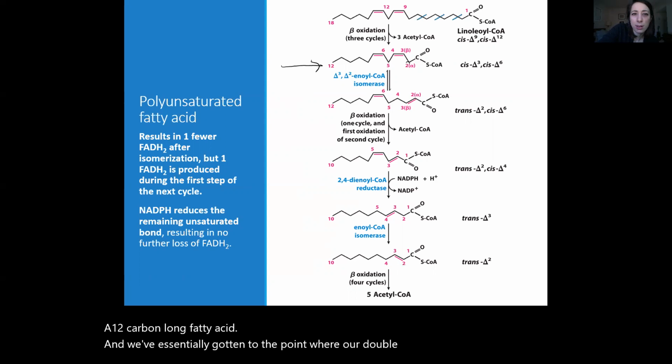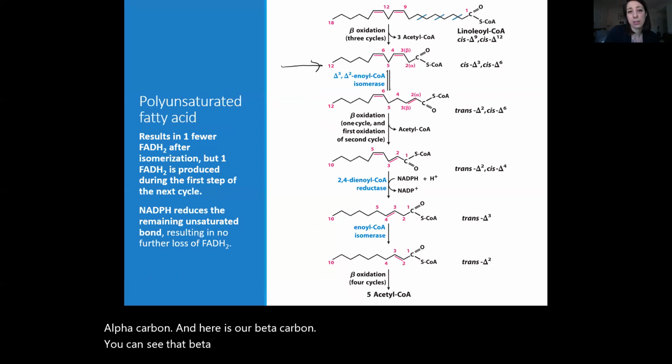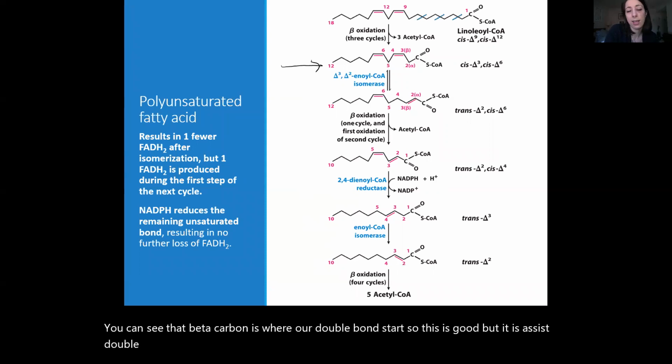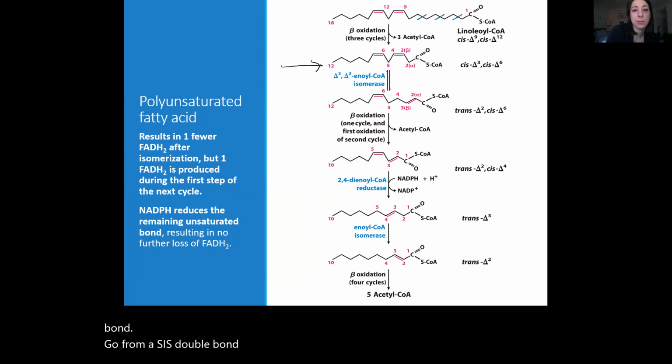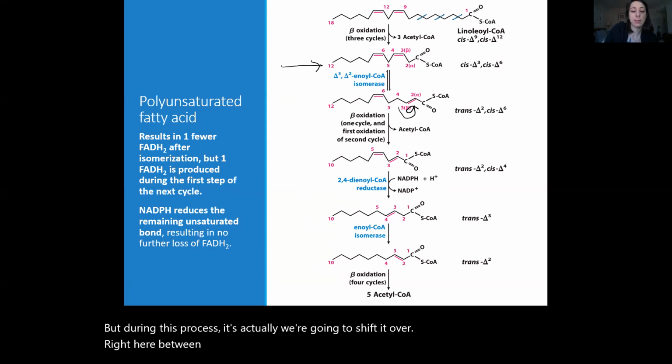So again, here is our alpha carbon and here is our beta carbon. You can see the beta carbon is where our double bond starts. So this is good, but it is a cis double bond. So just like last time, we're going to use the isomerase that makes the double bond go from a cis double bond to a trans double bond. But during this process, we're going to shift it over right here between that alpha and beta.